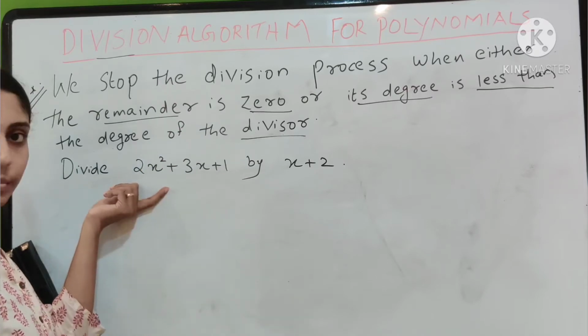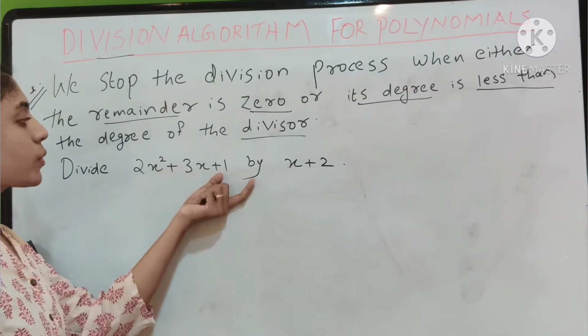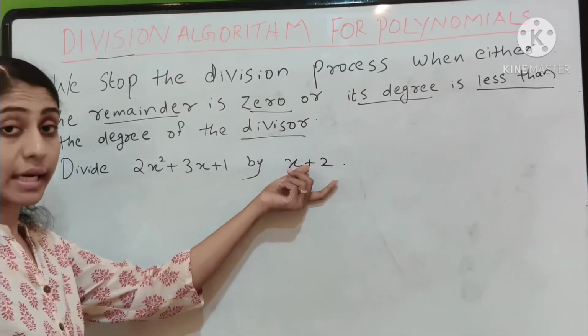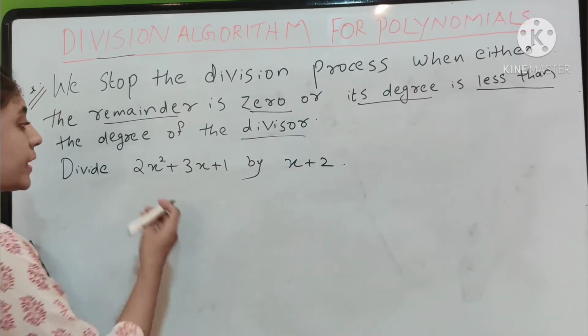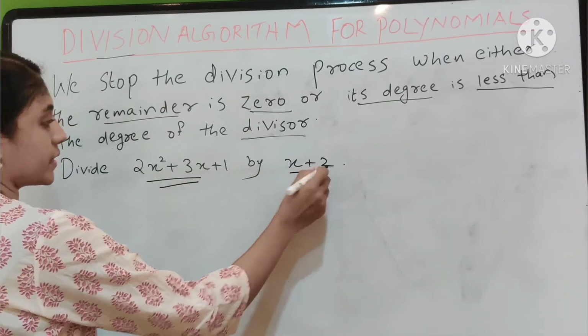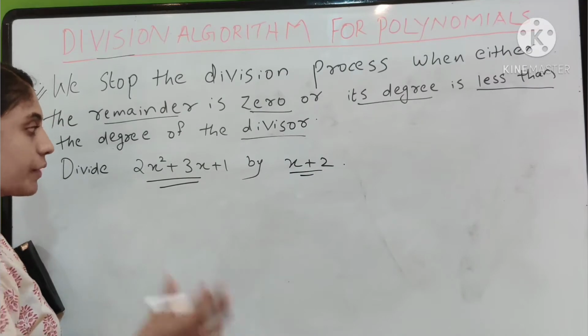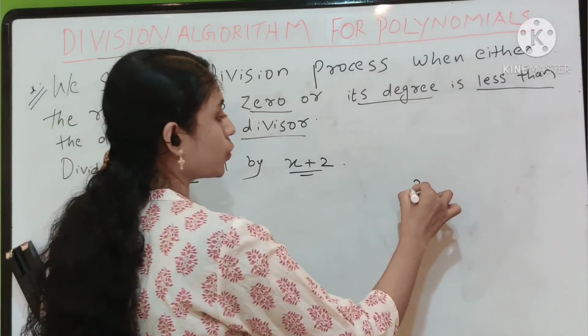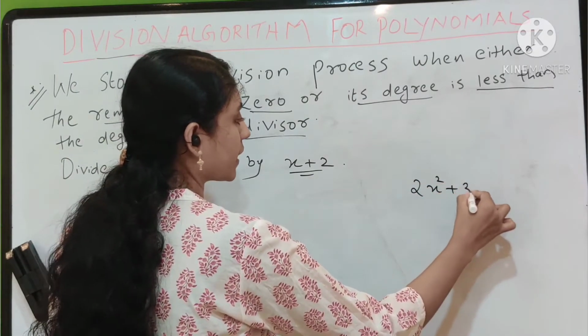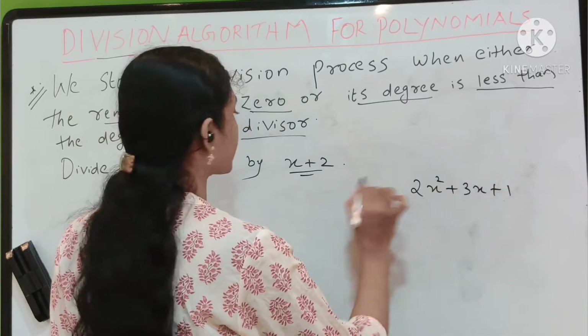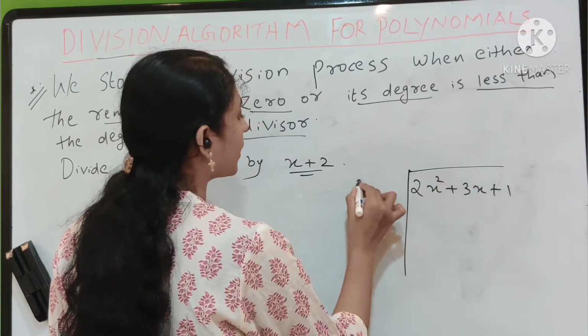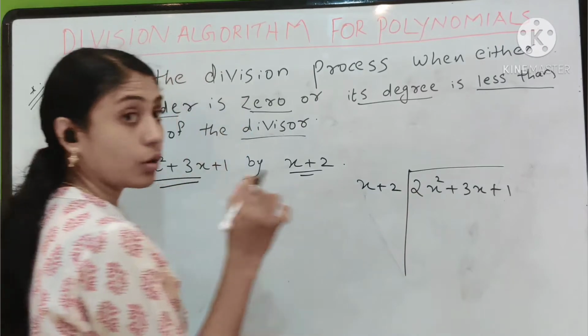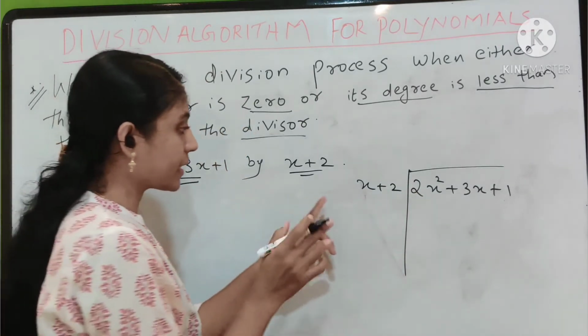This is an example problem. Divide 2x square plus 3x plus 1 by x plus 2. So you have to divide this polynomial with this factor x plus 2. So we can divide it: 2x square plus 3x plus 1 divided by x plus 2. How do we divide? Listen carefully.